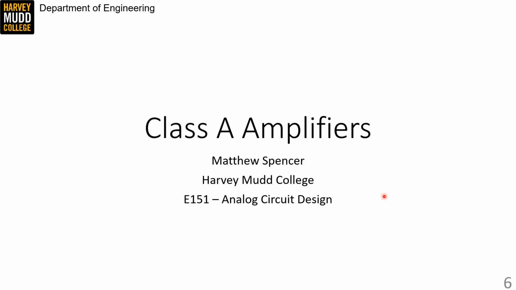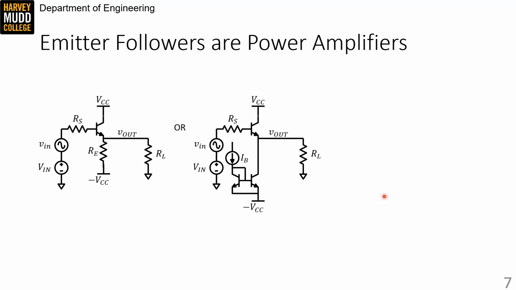In this video we're going to talk about the simplest type of output stage, which is called a Class A amplifier. The phrase Class A amplifier is a very fancy way of referring to an emitter follower. It has a few extra implications, but not that many. We'll talk about them on a later slide.